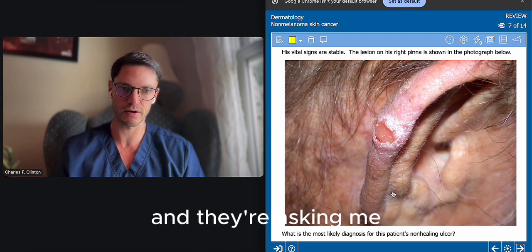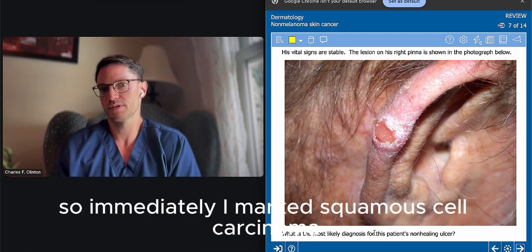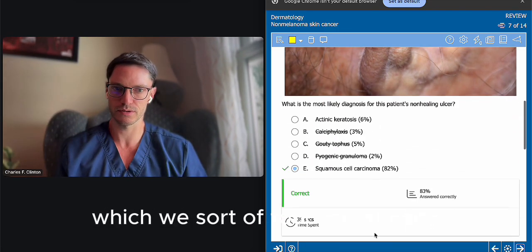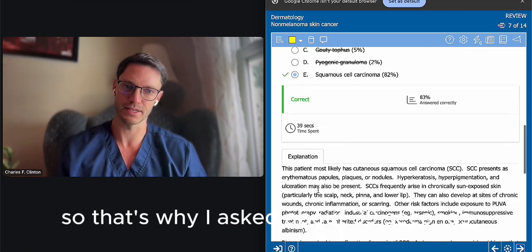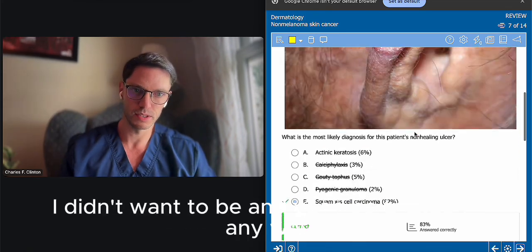I just saw this image, and they're asking me what is the most likely diagnosis for this non-healing ulcer. So immediately I marked squamous cell carcinoma. I didn't have to read much, right? We'll see what the pearl here is, which we sort of touched on already. That's why I answered in 39 seconds. It still took me a little while. I always go and read this. I didn't want to be tricked in any way.